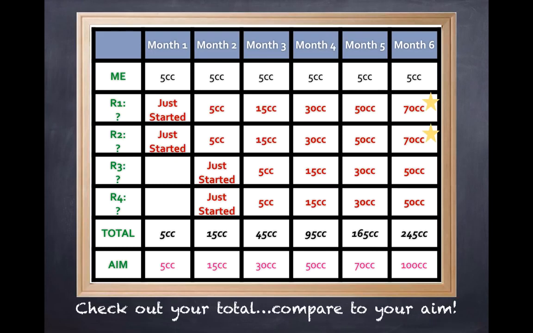So at the total, this is where I was talking about you can calculate. Check out your total and compare it to your aim. Like I said, month 1 you wanted 5 and you actually got 5. In month 2, you wanted 15cc, you aimed for that, and you actually got 15cc. In month 3, you aimed for 30, and you actually got 45. In month 4, you aimed for 50, and you actually got 95. In month 5, you were aiming for 70, but you actually got 165, so you're well ahead of the game. And in month 6, you're aiming for 100, but you actually got 245.